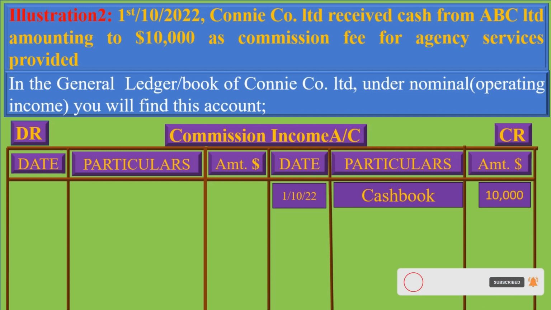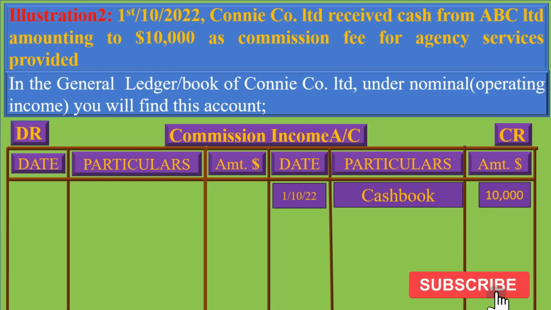Now this is a summary way of representing how recording of business transactions affecting trading and operating income nature of accounts is done in the books of accounts. This marks the end of this lesson.